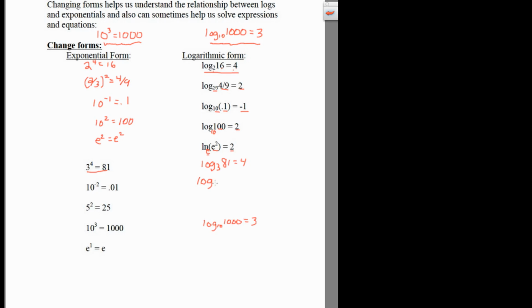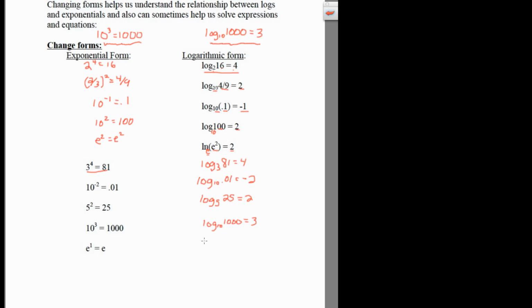So this one is log base 10. The negative 2 goes over here, 0.01. 10 to the negative 2 equals 0.01. Log base 5. 2 goes over here, 25. Again, I check it. 5 to the second power equals 25. 10 to the third is 1,000.